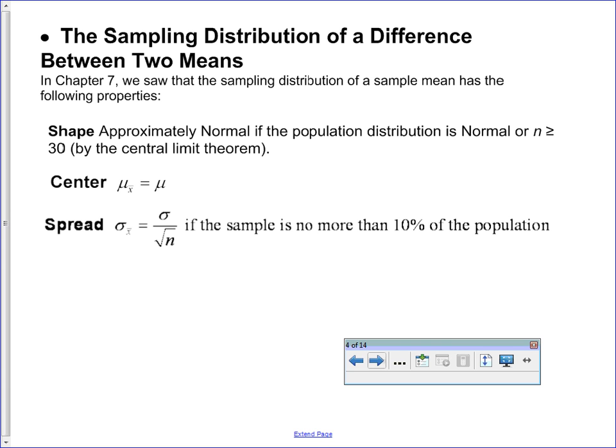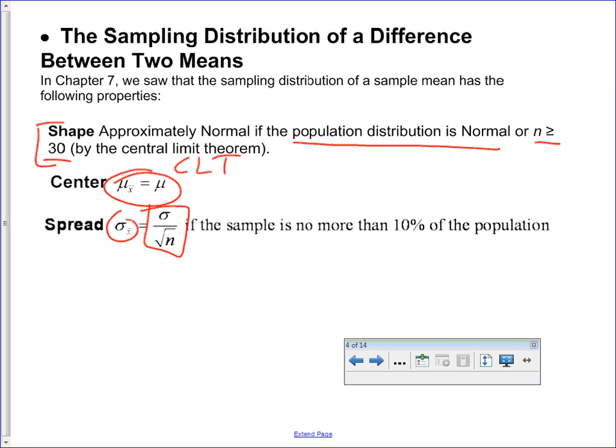So we know that if we have one sample, we know the shape is approximately normal as long as the population distribution is normal, or the sample size is greater than 30 by the central limit theorem. We know the center of the sampling distribution is the true mean, and we know that the spread is the spread of the population divided by the square root of the sample size.